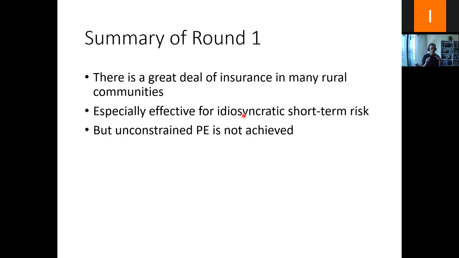But what we've got so far is that it looks like there's a great deal of insurance in many rural communities. It seems to be relatively effective, perhaps for idiosyncratic short-term risk in some contexts, but unconstrained Pareto efficiency is never achieved. Okay, I'm going to pause for questions, and then I'm going to talk for 10 minutes about some of the real barriers to insurance. Okay, any questions?